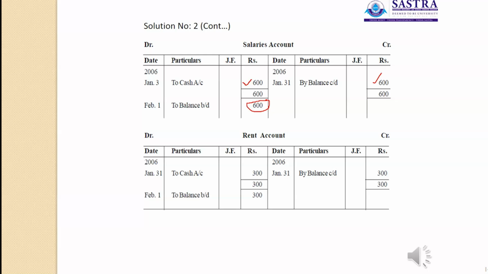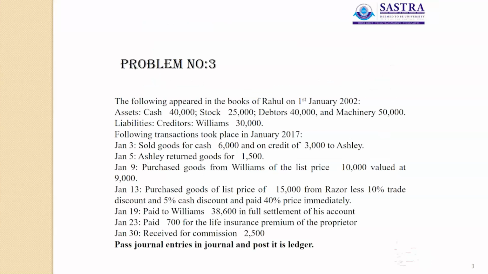The next account is rent account. Rent account, here January 31st, to cash account 300. By balance carried on rupees 300. Okay, the next problem. Let us see. We are going to see the next problem.